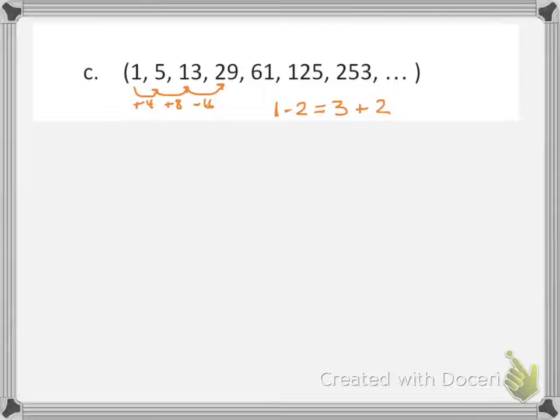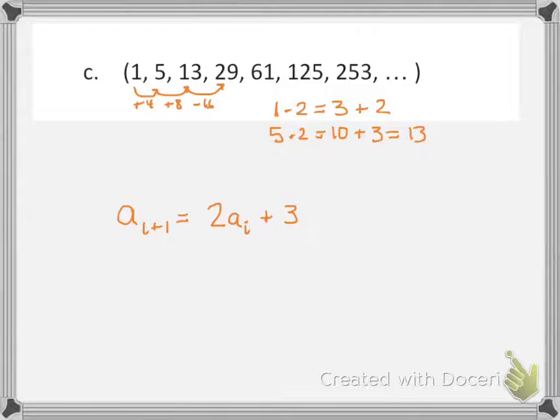And that worked. Let's see if I do that with my next term. 5 times 2, well, that's 10. And then if I add 3 to that, I get 13. So it looks like we're doubling and adding 3. So here's my recursive relationship. A sub I plus 1 is equal to, well, I'm doubling, so 2 times A sub I, and then I'm adding 3.